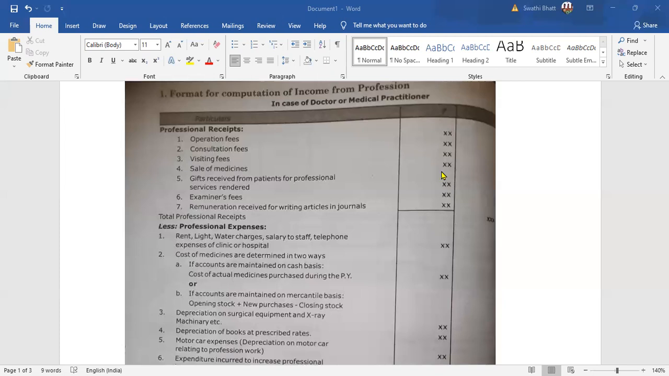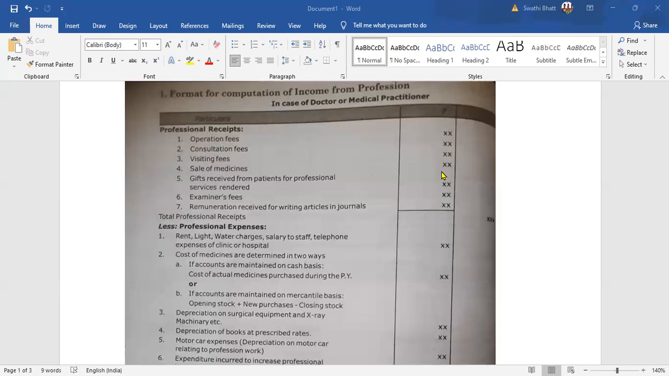So usually a doctor will be working in his clinic or in a hospital. Any expense which is genuinely related to his profession can be payment of rent, payment of salary to the staff, telephone expense, light, electricity bill, water charges, which are connected to his hospital or clinic. You will have to write it over here. Those are his expenses. Next one is cost of medicine.